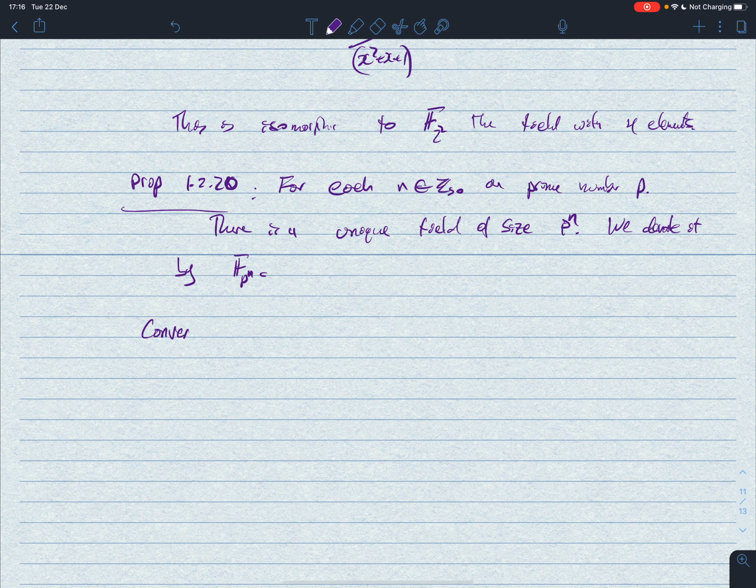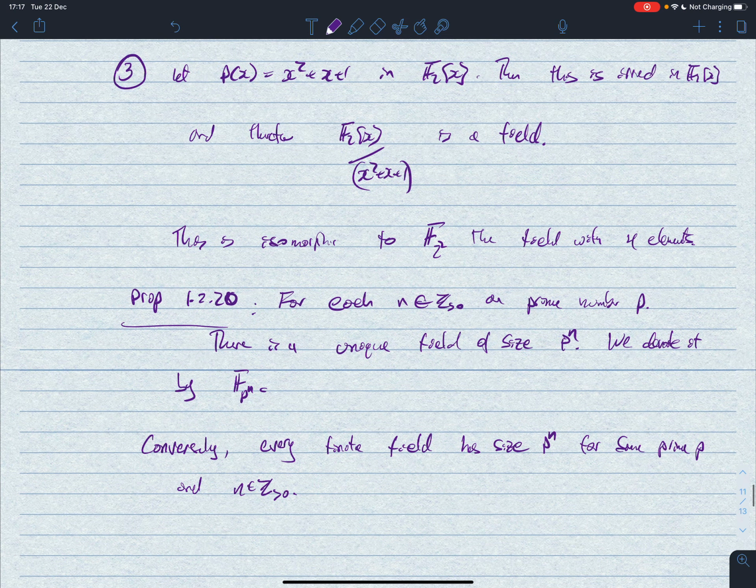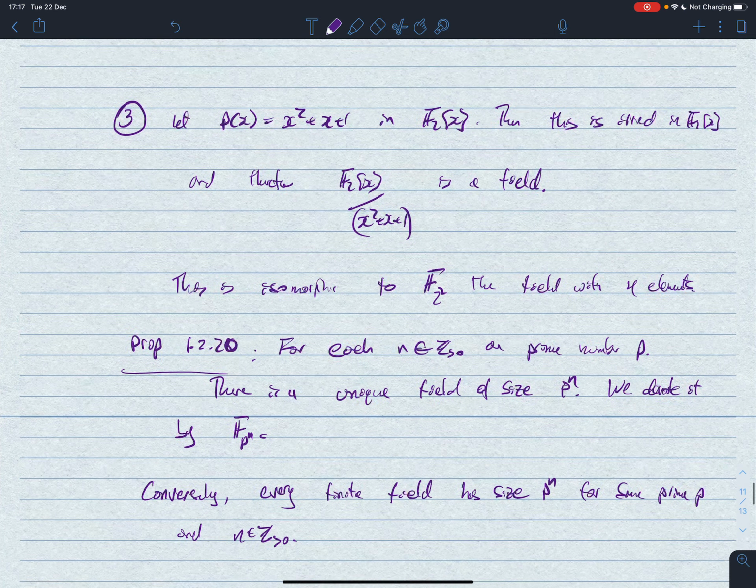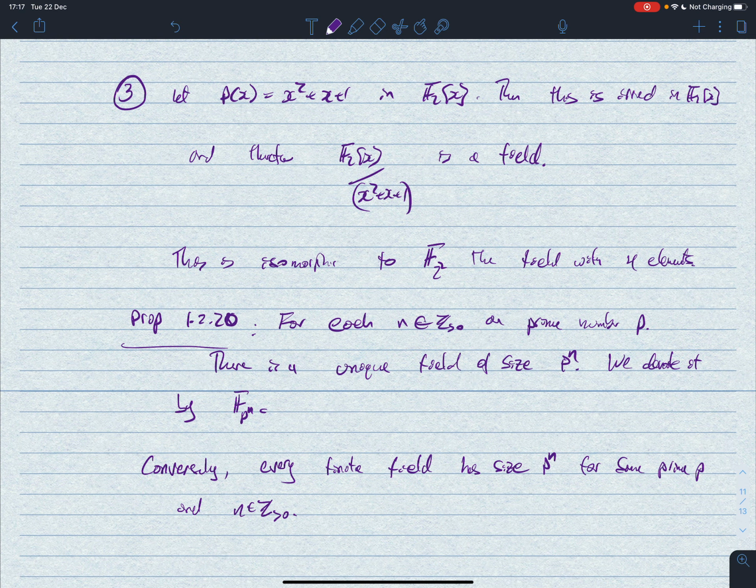Conversely, every finite field has size p to the n for some prime p and integer n greater than 0. Okay, so I'll leave it here for now on this section on irreducible polynomials. Next time we're going to look more in detail at the fields that these generate and the field extensions.